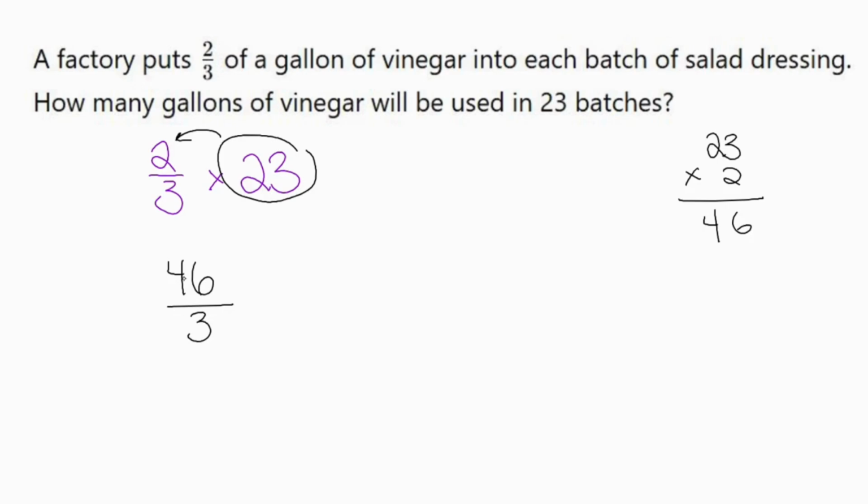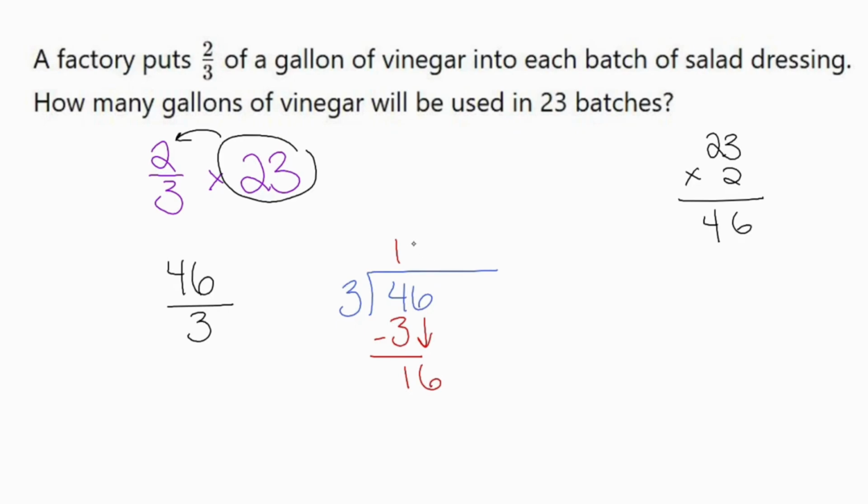Now, the numerator here is much bigger than the denominator, so we know we get a mixed number. How do we turn an improper fraction into a mixed number? Long division. So we're going to see how many times 3 goes into 46. 3 goes into 4 one time. 1 times 3 is 3. Subtract. 4 minus 3 is 1. Drop down the 6.